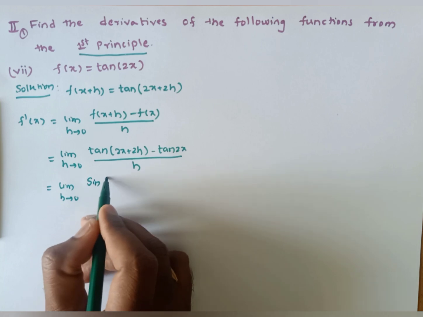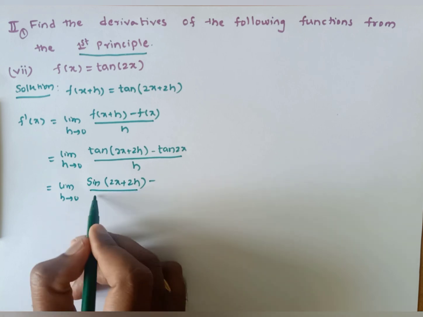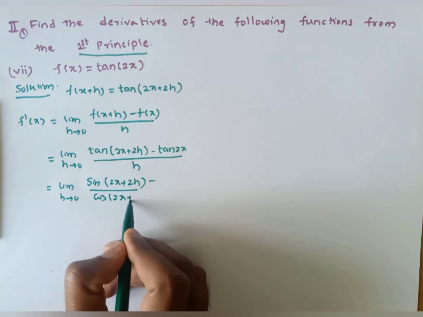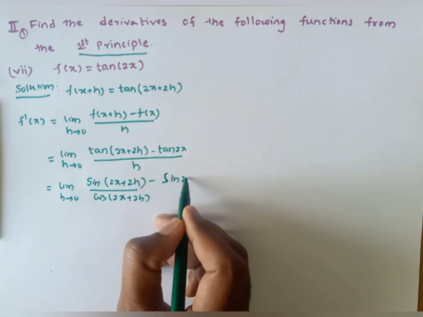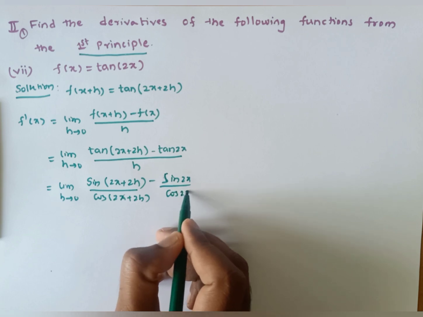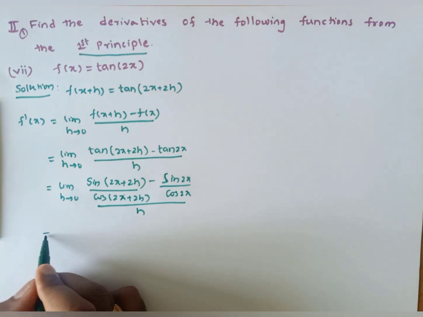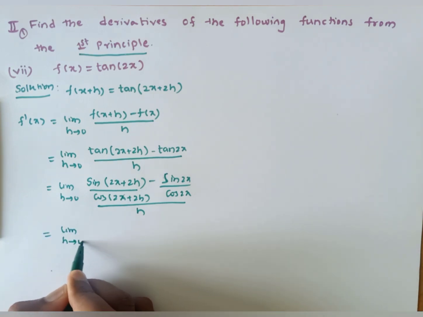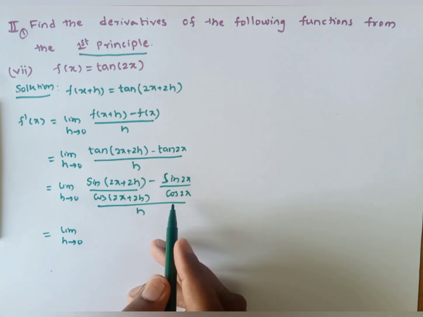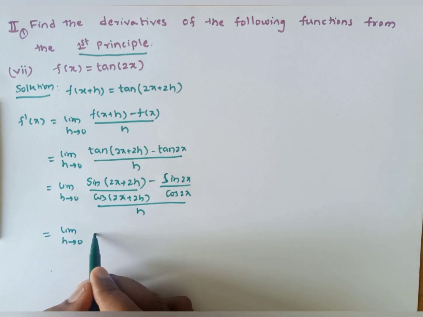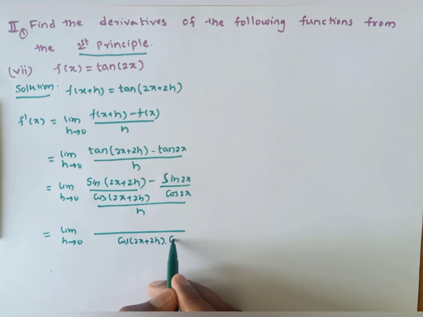So this becomes sin of 2x plus 2h by cos of 2x plus 2h, minus sin of 2x by cos of 2x, whole divided by h. Now this is limit h tends to 0. Here the LCM is cos of 2x plus 2h into cos 2x.